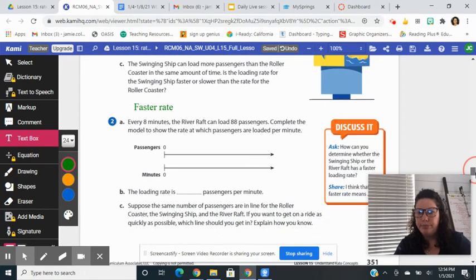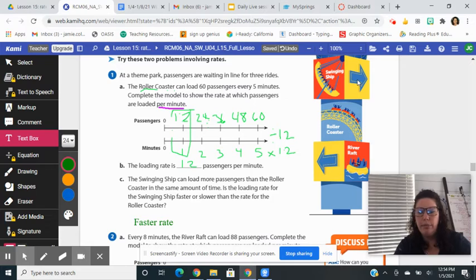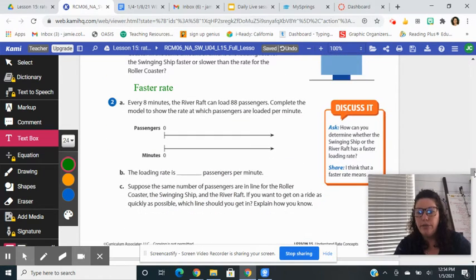Okay, number 2. Before I do number 2, we know already that the swinging ship has a faster loading rate than the roller coaster, but we don't know about the river raft yet. So number 2, every 8 minutes, the river raft can load 88 passengers. Complete the model and show the rate at which the passengers are loaded per minute. So we're going to fill this out ourselves, and let me change it to drawing real quick.